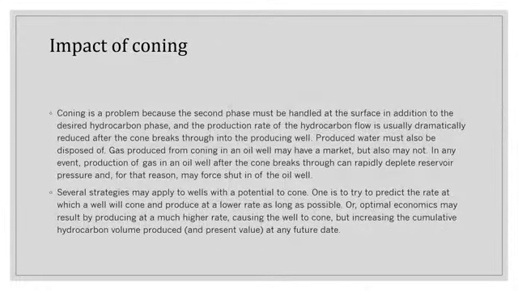The impact of coning. Coning is a problem because the second phase must be handled at the surface in addition to the desired hydrocarbon phase, and the production rate of hydrocarbon flow is usually dramatically reduced after the cone breaks through into the producing well. Produced water must also be disposed of. Gas produced from coning in a well may have a market, but also may not. In any event, production of gas in an oil well after the cone breaks through can rapidly deplete reservoir pressure, and for that reason may force shut in of the oil well.